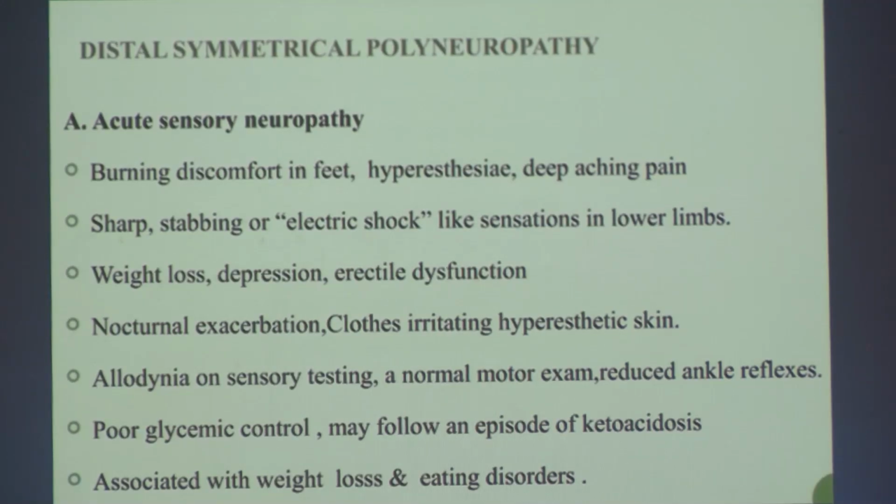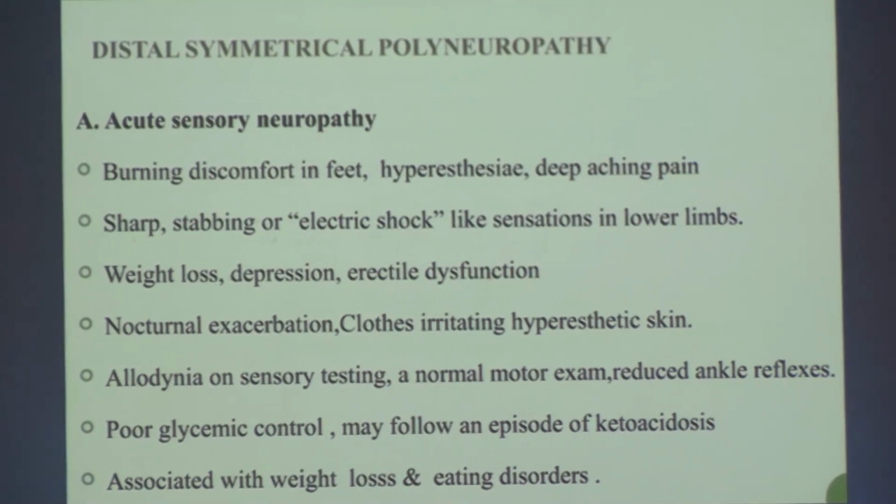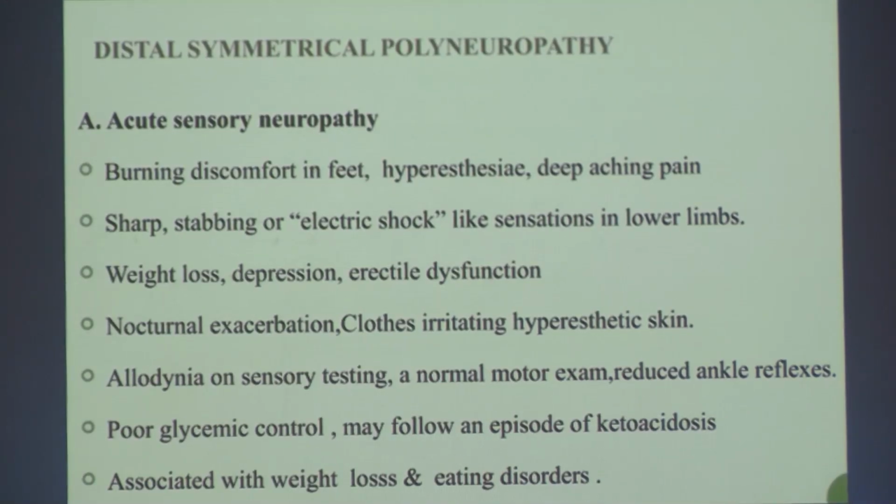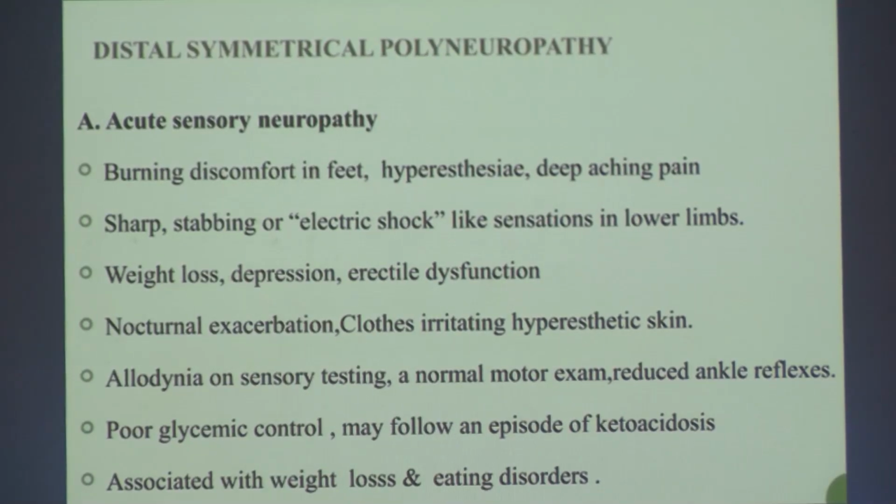Acute sensory neuropathy: burning, hyperesthesia or paresthesia, or deep aching pain, or sharp stabbing or electric shock-like sensation involving the lower limb, associated with weight loss, depression, erectile dysfunction, and nocturnal exacerbation, allodynia to touch, and lastly poor glycemic control or associated weight loss and disorders of eating.